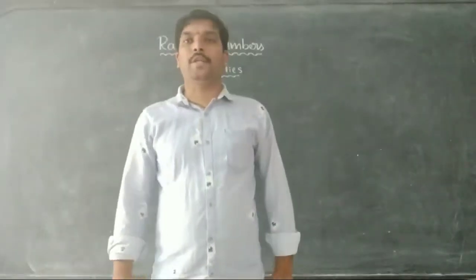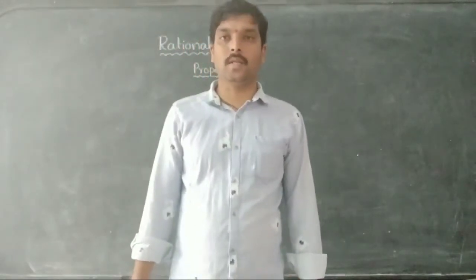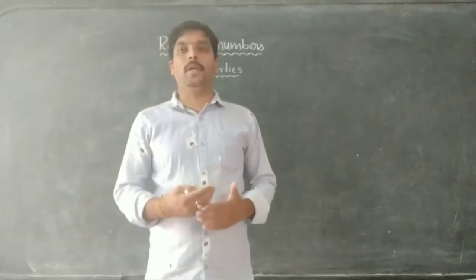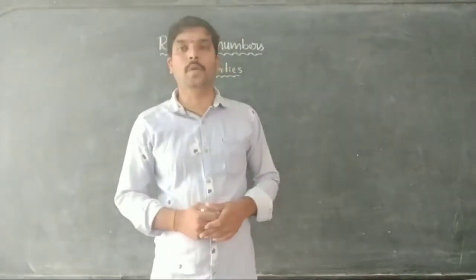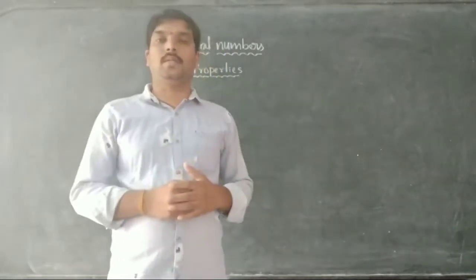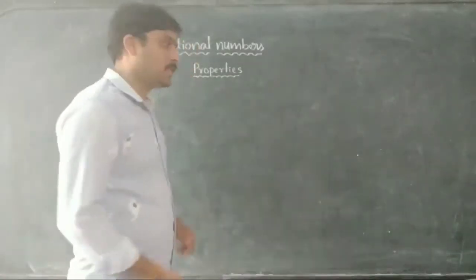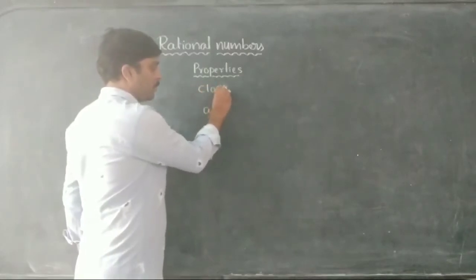Chapter 1 Rational Numbers. Today we discuss some properties related to rational numbers. We have closure, commutative, associative, identity, inverse, and distributive properties. In the rational numbers properties, first, the closure property.